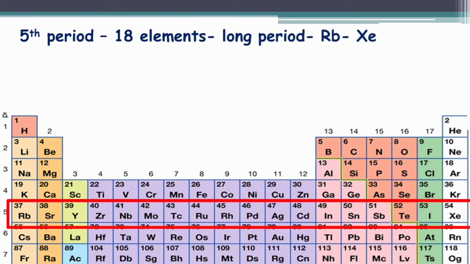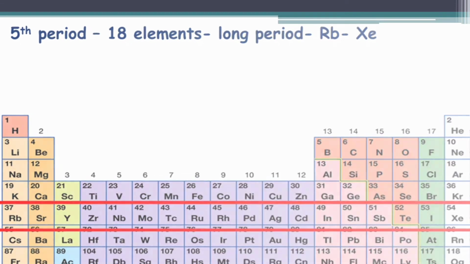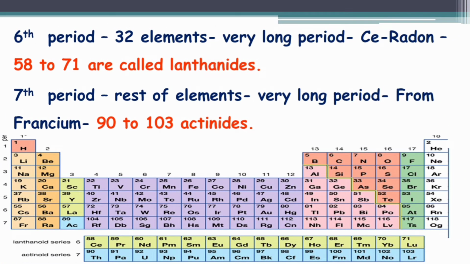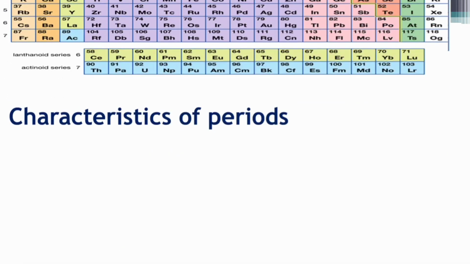Similarly, the fifth period is also a long period and it starts from rubidium and it ends in xenon. There are also transition elements in the fifth period. The sixth and seventh periods are very long periods with 32 and the rest of the elements. 14 elements after lanthanum in the sixth period and 14 elements after actinium in the seventh period are kept separately from the periodic table. The reason for this placement is to do with the electronic configuration of these elements, which you will learn in your higher classes.